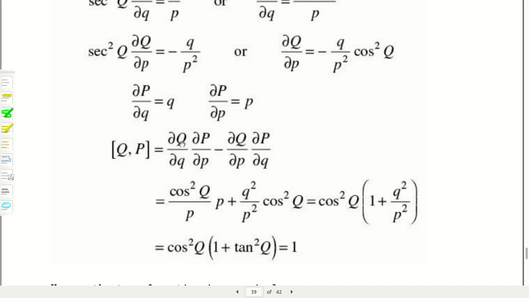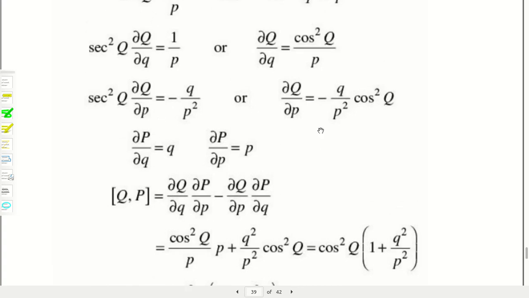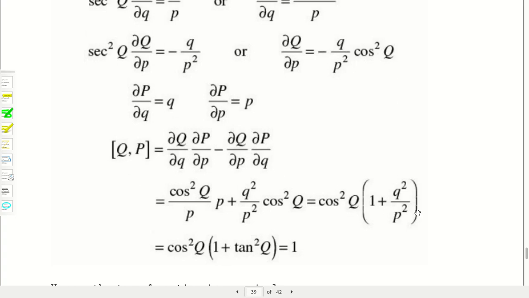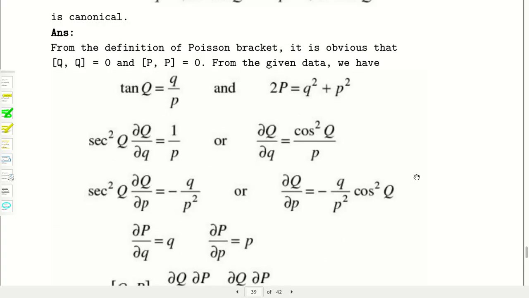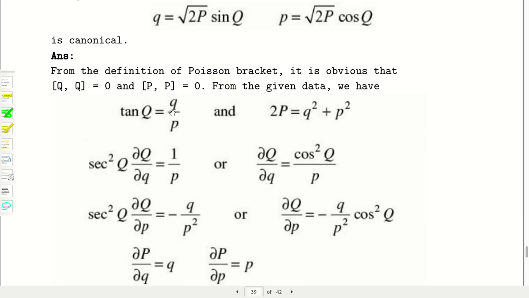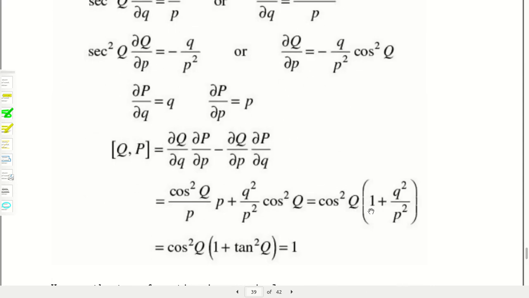So we have found ∂Q/∂q, ∂Q/∂p and the other terms. Four different terms we have found here, and just putting those values gives you this, and here q squared plus p squared. Now q squared by p squared is equal to tan squared Q, so 1 plus tan squared Q will give you sec squared Q. So sec squared Q into cos squared Q will be 1.